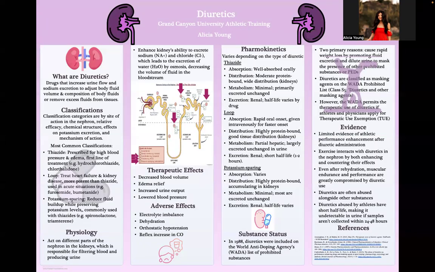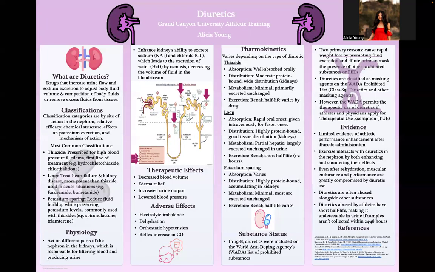It should also be noted that a TUE, or therapeutic use exemption, is not valid if an athlete's urine contains a diuretic in association with another substance that is on that prohibited list. Like, it would not be valid.